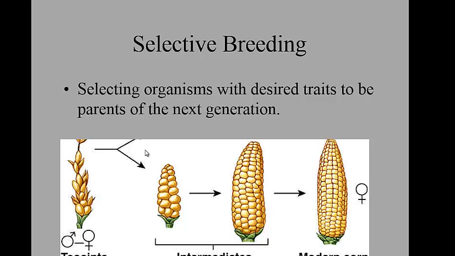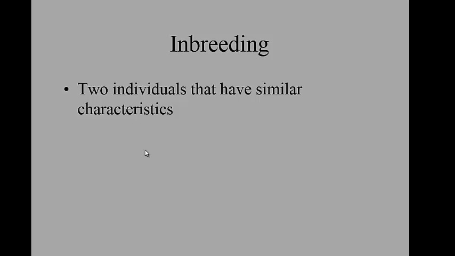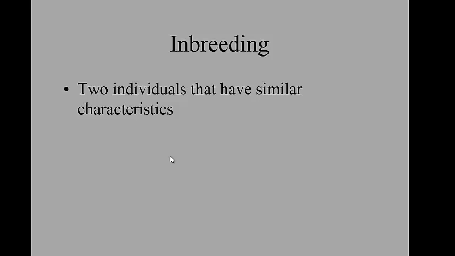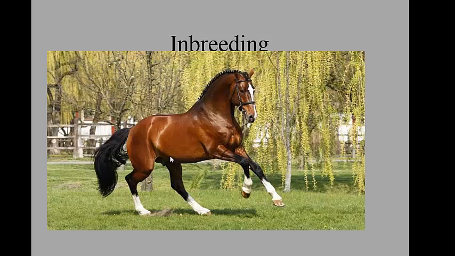The corn is an example of inbreeding, where you have two individuals that have similar characteristics. So you take two corn stalks and you mate them to get more corn stalks. Another example of inbreeding would be racehorses. They might choose the fastest horses, a male and a female, and mate them together in hopes that the offspring would also be very, very fast and good for racing.